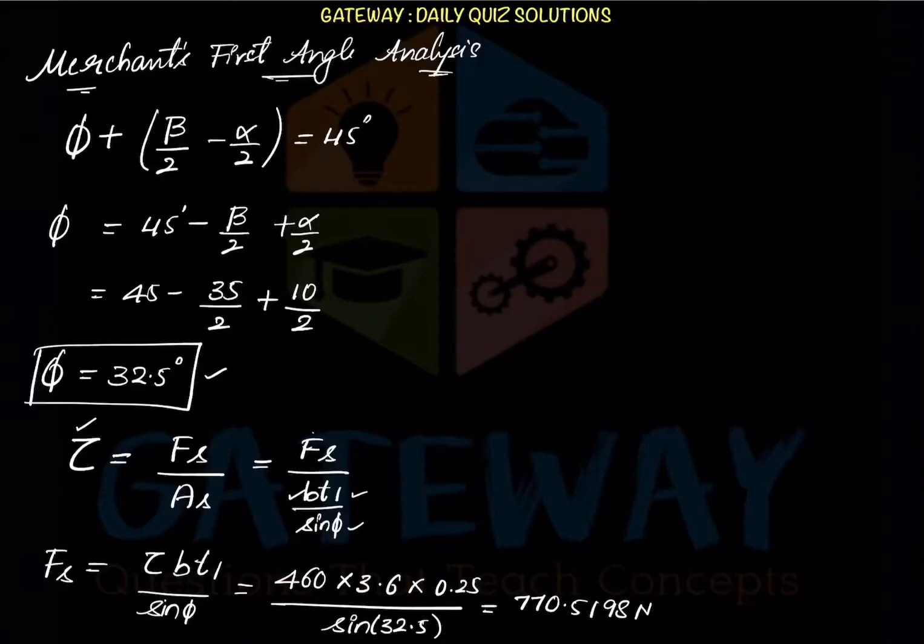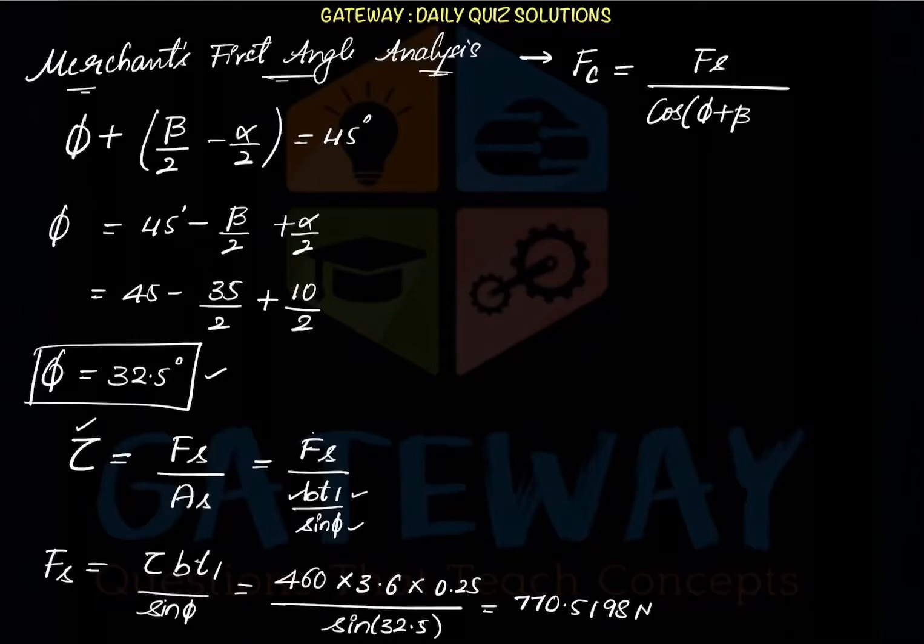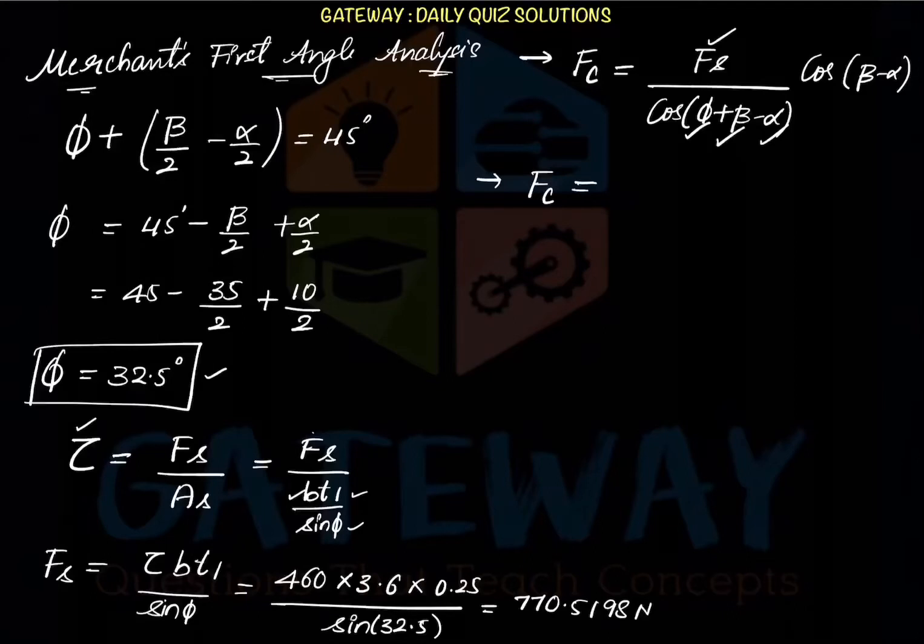And generally we will note the merchant circle. From that we will take a resultant and do the analysis. We will apply the cos rule. We will get the relation between F cutting and F shear. So I am writing the direct relation. You can remember this. From this, F cutting can be written as F shear upon cos of phi plus beta minus alpha, into cos of beta minus alpha. Here Fs was known, phi was known, beta was known, alpha was known. We can substitute all the values to make the calculation. We'll be getting the value of Fc as 1299.69 newtons. We will take it closely as 1300 newtons to make our calculation easier.